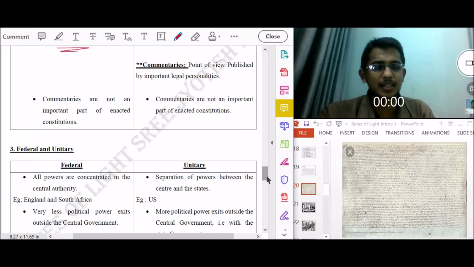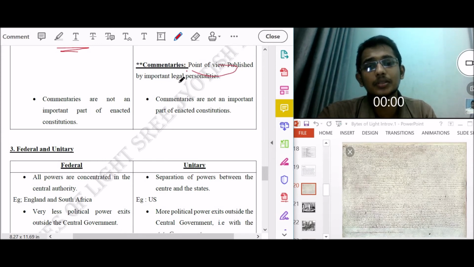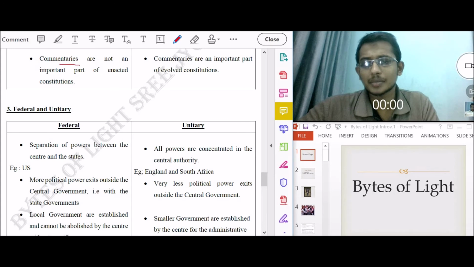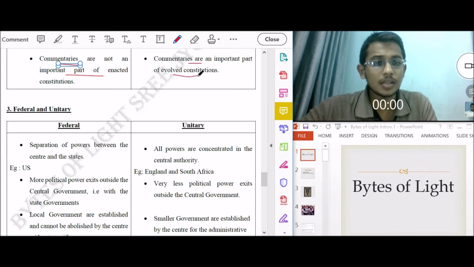Let us know what commentaries are. Commentaries are the points of view published by important legal personalities. Commentaries are not an important part of an enacted constitution, but are a very important part of an evolved constitution. In case of enacted constitutions, all the laws come at one point of time. There is no relevance in publishing laws later.